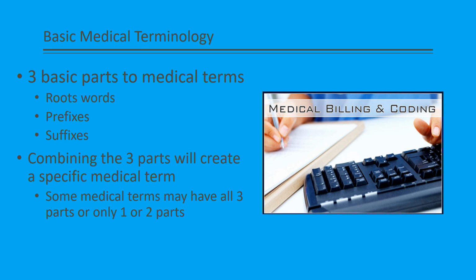Medical terms generally have 3 parts: root words, prefixes, and suffixes. When you put them all together, these 3 components create a more specific medical term. Some medical terms may have all 3 parts, whereas others might have only 1 or 2 parts. Basically, no need to pull out the dictionary or thesaurus anymore. If you study these root words, prefixes, and suffixes, then you will be able to find the meaning of the medical term. Now let's look at the meaning of these 3 components.